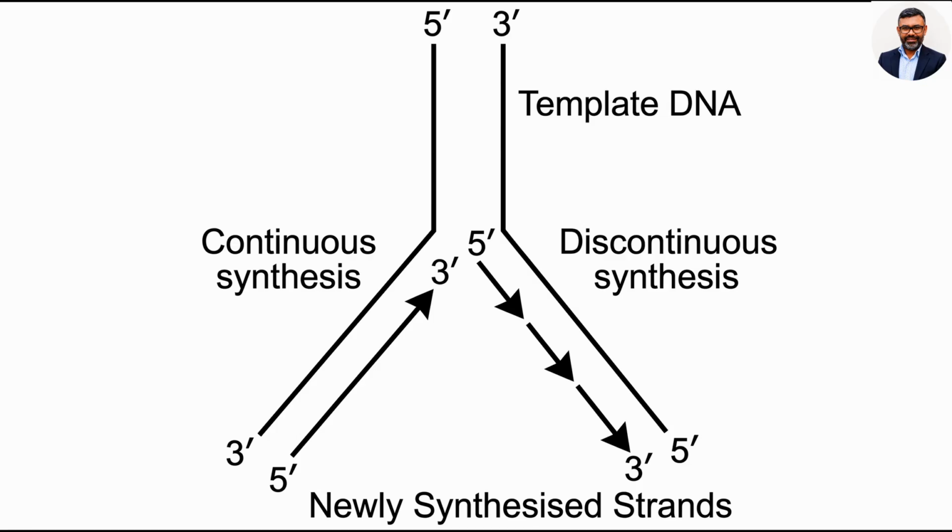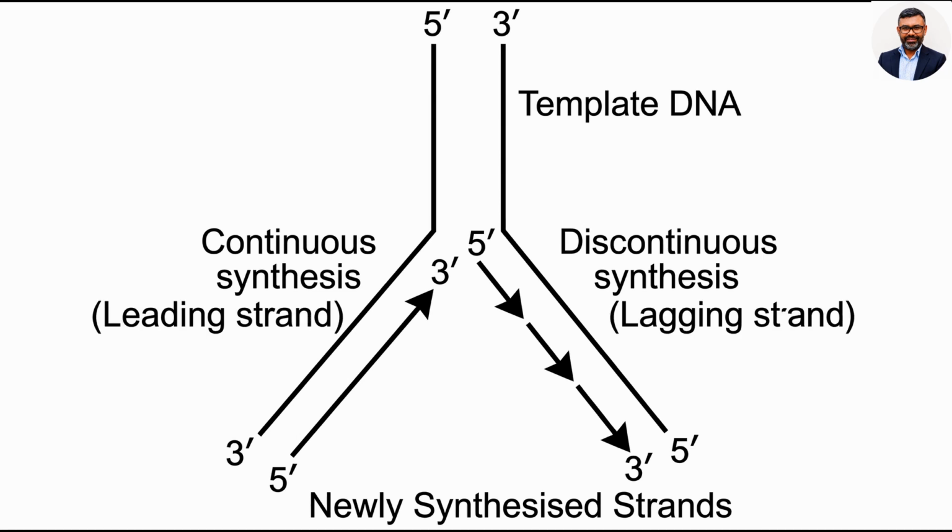So, on one template strand, which runs 3' to 5', DNA polymerase can continuously synthesize the new strand towards the replication fork. This is called the leading strand. But on the other template which runs 5' to 3', continuous synthesis towards the replication fork is not possible. Therefore, DNA is made in short sections called Okazaki fragments. This is the lagging strand.